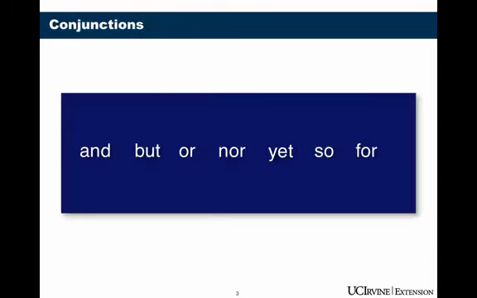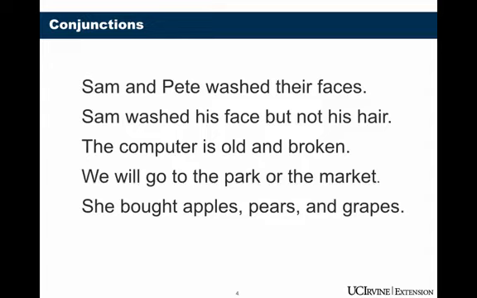Here are the conjunctions that we're talking about in this lesson. These are called coordinate conjunctions, and there are 7 of them: and, but, or, nor, yet, so, and for. Those conjunctions help us to connect things. In the first sentence here, Sam and Pete washed their faces. Sam and Pete is the subject, and they are connected with the conjunction and. In the next sentence, Sam washed his face, but not his hair. But is the conjunction, and this is joining face and hair.